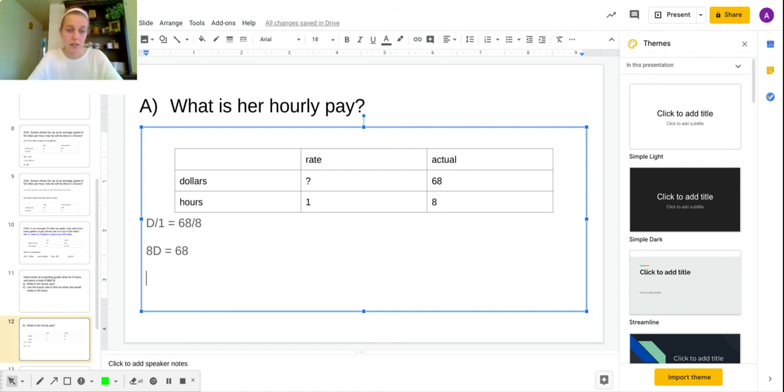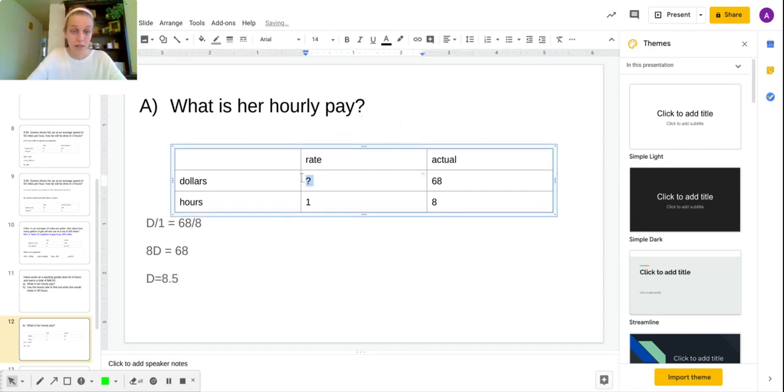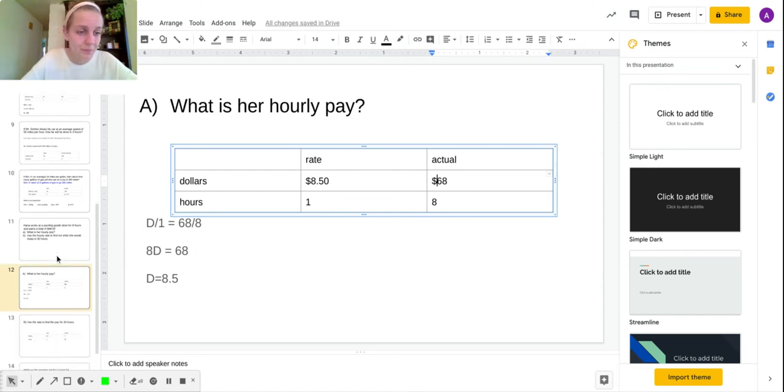Okay, so 68 divided by 8. Let's do that. Is 8.5. So D equals 8.5. So her rate of pay is, so we're working in dollars. So does 8.5 make that much sense? No, not really, but kind of. But $8.50 makes sense, okay? Because this is like $68. Where's my dollar sign? There we go.